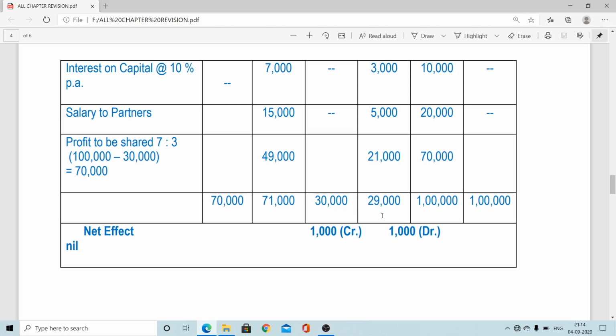In the case of Raja, it is the reverse. Here Raja has taken 30,000, but he should get 29,000. So he should return 1,000. Therefore Raja's capital will be debited 1,000. So this way you can solve the problem here without refunding any amount, just making some capital adjustment.